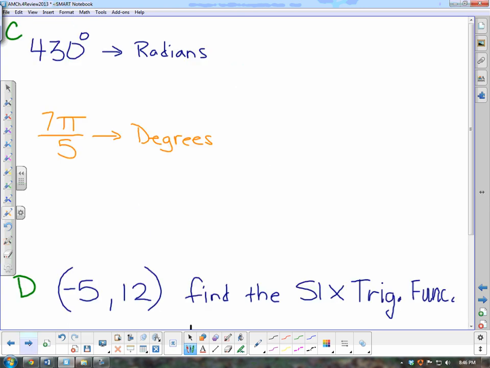Moving on then, taking 430 degrees and converting it to radians. Well, you have to multiply by pi over 180. The pi is going to stay there. You can take a 0 away from both of those two things. And then you're left with 43 pi over 18.